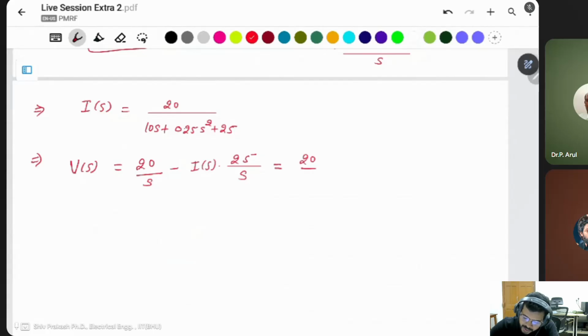This is 20 by S minus 25 by S times IS, and what is the IS? I already found it: 20 divided by 0.25 S square plus 10S plus 25.